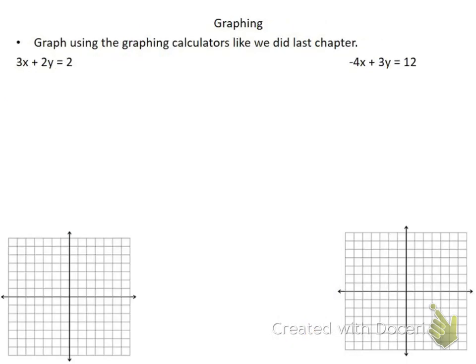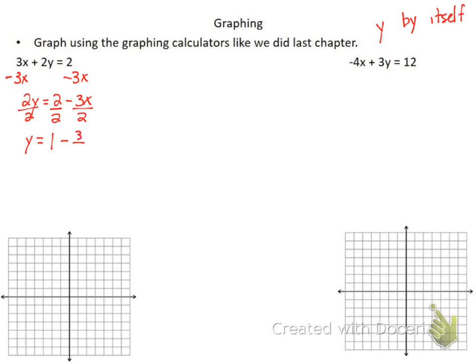And then the last one, graphing. We want to graph it just like we did last chapter. And so first, the only thing that we need to remember is we need to get y by itself. Once I get y by itself, then I can throw it into my graphing calculator just like we did last chapter. So for this one, I'm going to subtract the 3x over to the other side. I'm going to get 2y is equal to 2 minus 3x. Now I'm going to divide everything by 2. So I get y is equal to 1 minus 3/2 x. If you wanted to write that as 1.5, that would be fine as well.